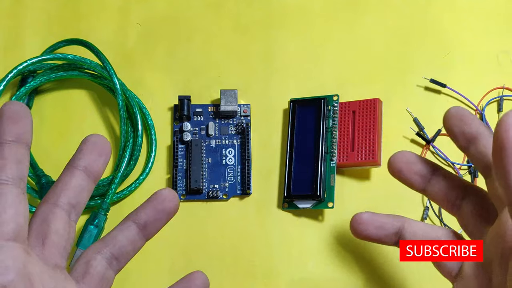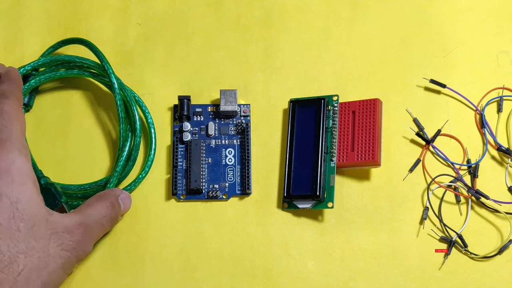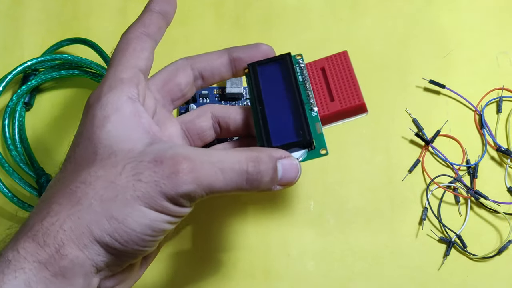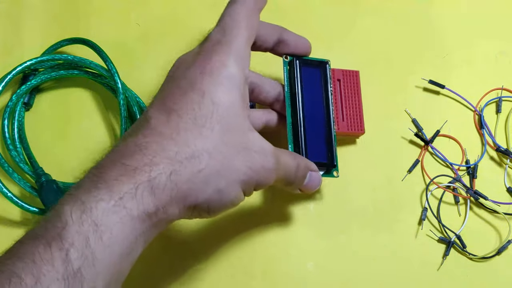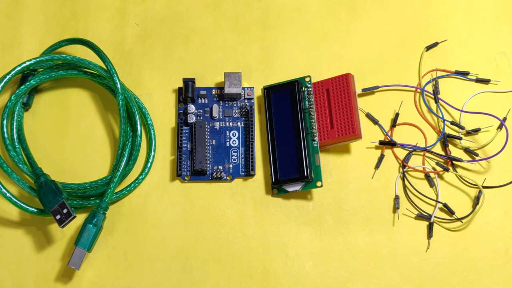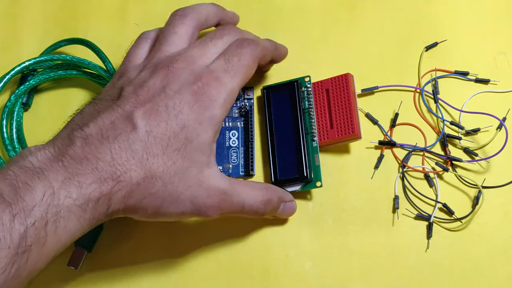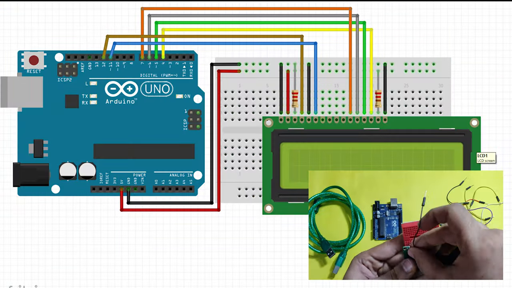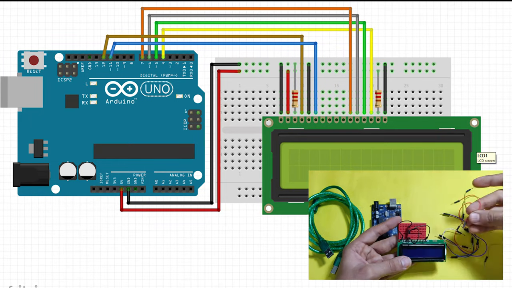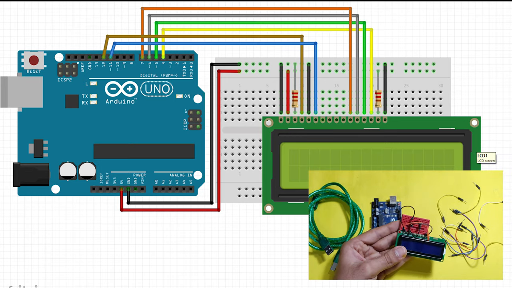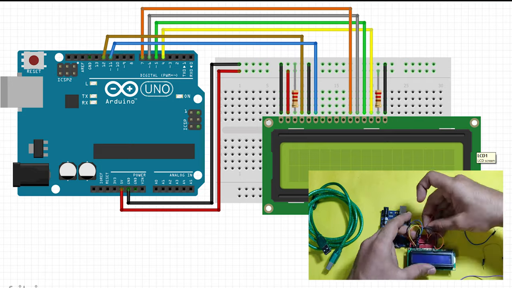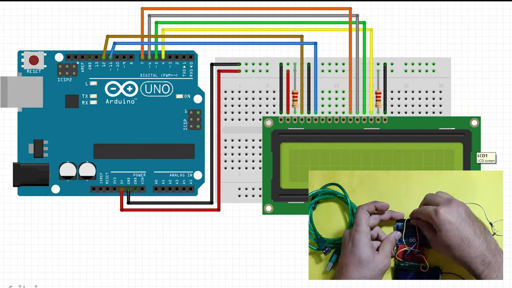The components required for this are a USB A to USB-B cable, Arduino UNO board, LCD 16x2 display with blue backlight and white text, a small breadboard, and a few jumper cables. Now let's see the circuit diagram and complete the connection. If you need the circuit diagram, check out the link to my blog in the description.